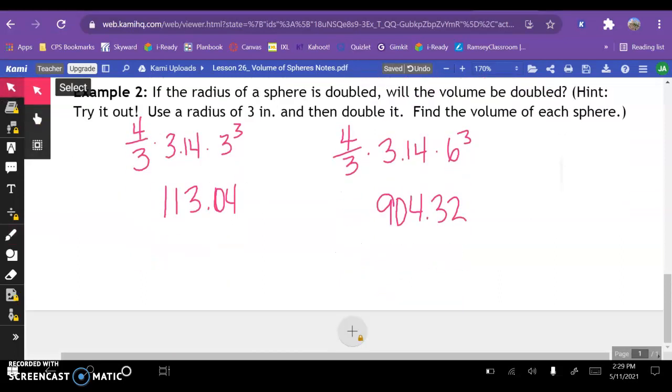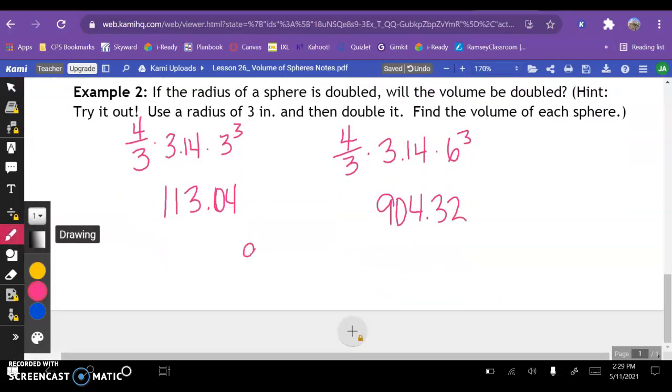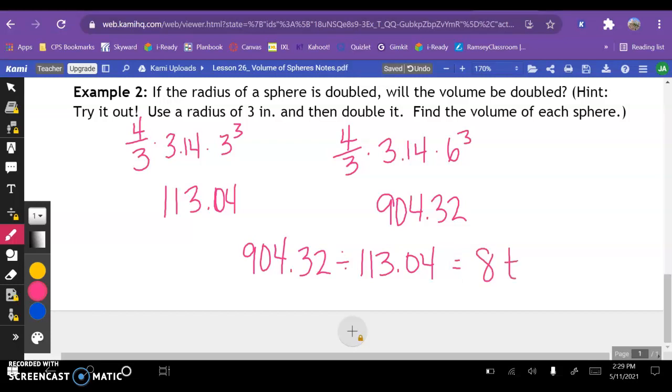904.32. And then to figure out how many times bigger this is, we're going to take that 904.32 and divide it by 113.04. And I get 8. So the volume of a sphere, when we double the radius, the volume is 8 times larger.